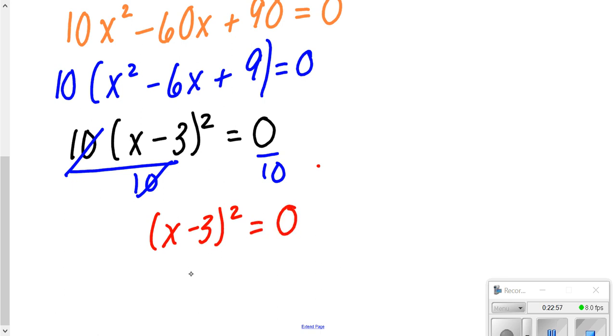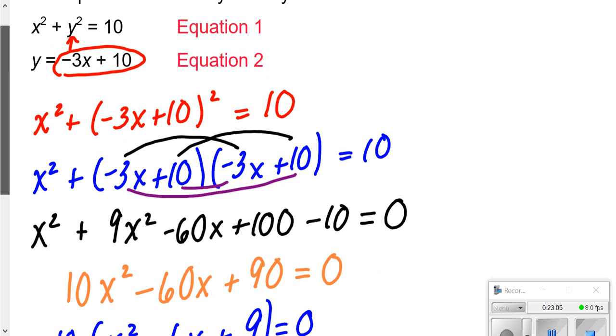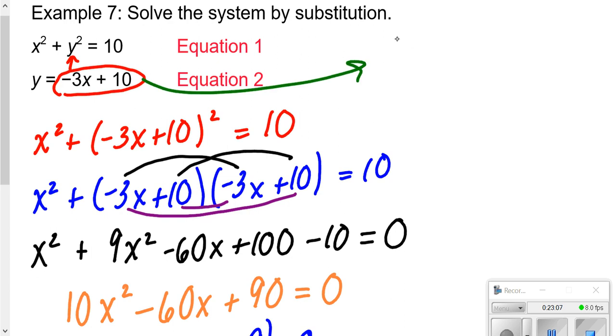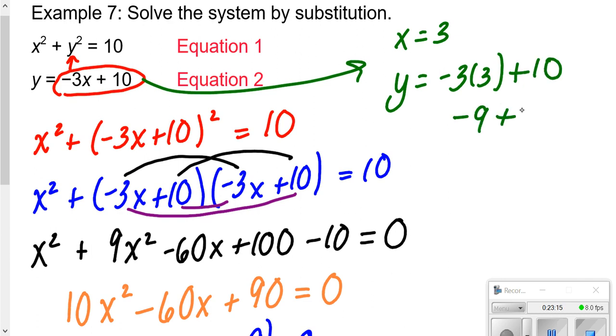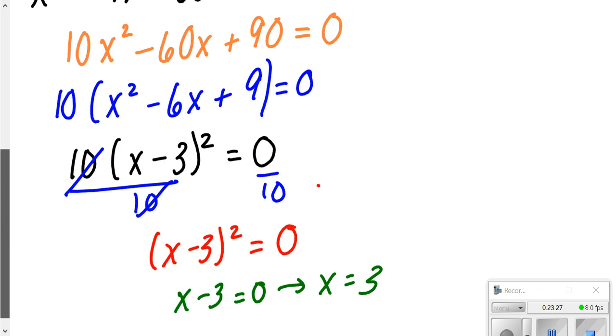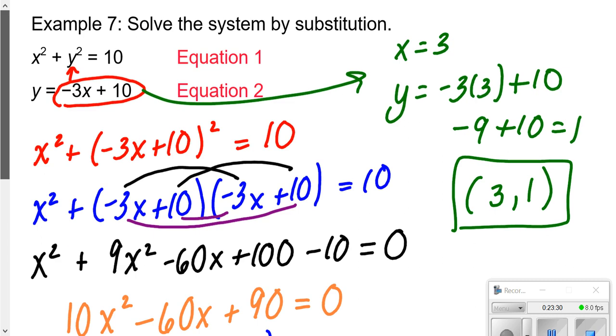The only way for that to be true is if x minus 3 is equal to 0, which means x equals 3. So now, remembering that I need to solve for my other variable, if x is 3, y equals negative 3 times 3 plus 10, which is 1. So these two equations have to intersect at 3, 1. Okay? Good.